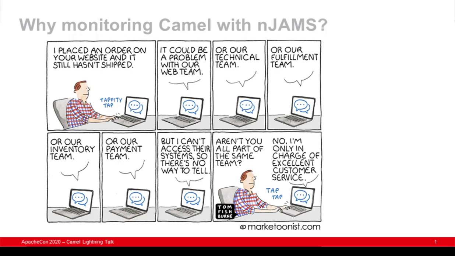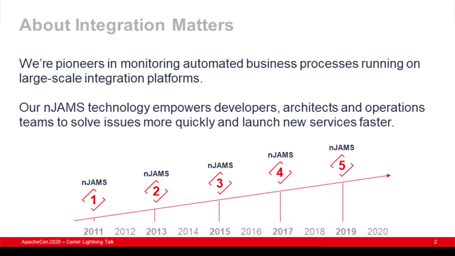We really need to get out of this darkness and give our customer a bit more visibility into what's going on in the platform. So that was the birth actually of a solution called nJAMS that we have built, and that nJAMS has been deployed across the years to monitor different integration platforms. And around 2019, we have decided to build an nJAMS solution also for Camel, to make sure whenever you deploy your platform, you build your flows and you deploy them, that you have visibility into what's going on inside the platform.